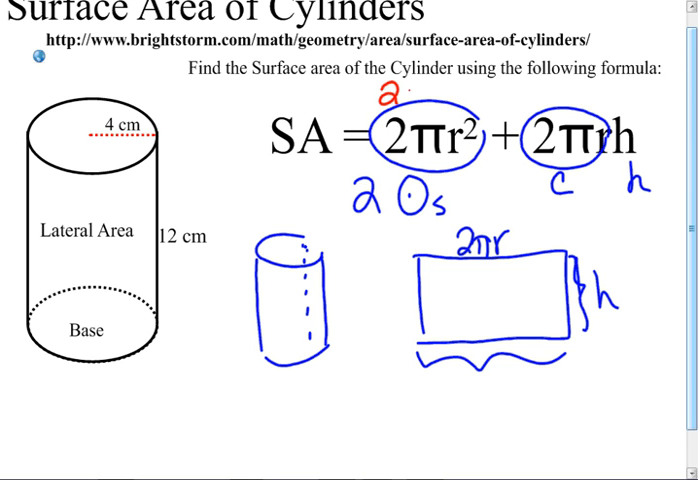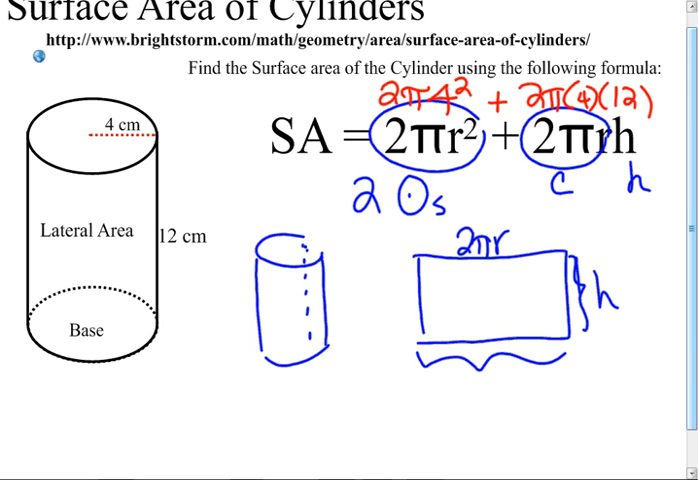2 pi. TJ, what's the radius? 4. So it's 4 squared plus, Cole, what's the radius? 4. 4, what's the height? 12. And that's it. Yeah, but the first two are easy like this in your homework, but the second two are much harder. So you multiply that out. Now, you guys realize you can multiply all that together.